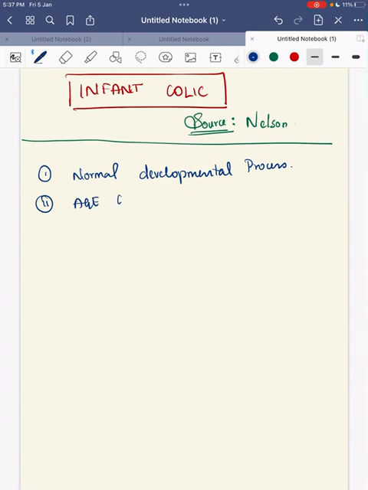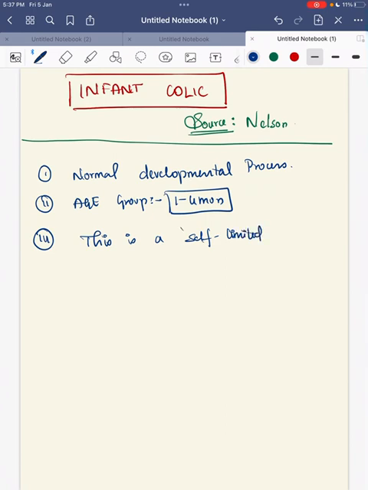and it occurs usually between the age group of 1 to 4 months. This is a self-limited phenomenon that resolves on its own.